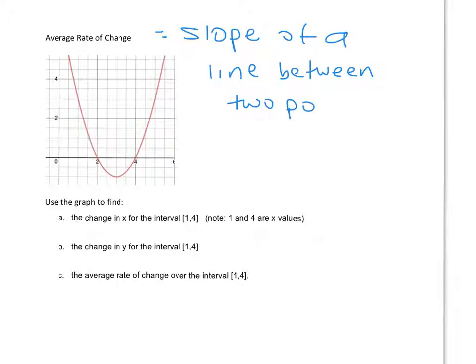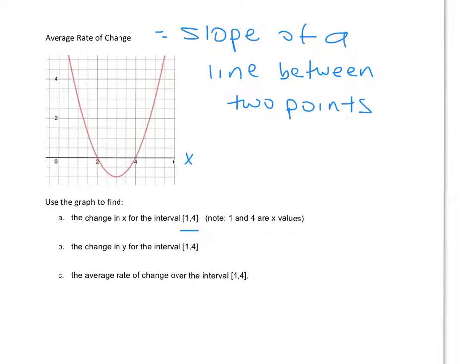Okay, so we're given a graph and asked to ultimately find the average rate of change, but first we want to find the change in the x values, the values going from left to right in an interval. And this interval always refers to x values. When we talk about an interval of values and we have both y values and x values, most of the time that language of interval is talking about x values. So we want to find the change in x as x goes from 1 to 4.